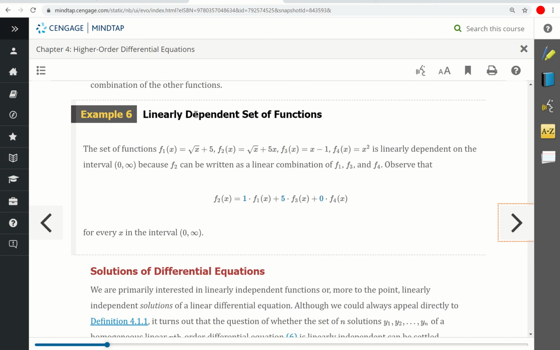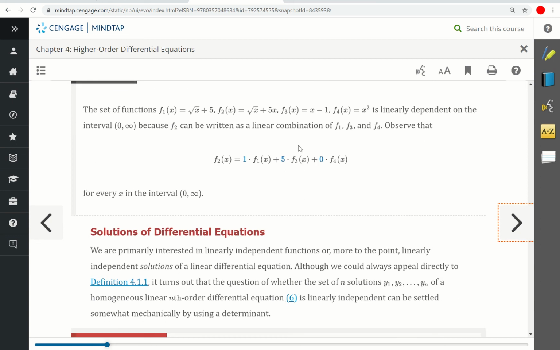If we wanted to look at another example of a linearly dependent set, we could take f1 of x to be the square root of x plus 5, f2 to be the square root of x plus 5x, f3 of x to be equal to x minus 1, and f4 of x to be equal to x squared. This is entirely possible because we can write them as a linear combination. So in the book, they're saying I can write f2 as a linear combination of the other functions. So f2 can be written as 1 times f1 of x plus 5 times f3 of x plus 0 times f4 of x.